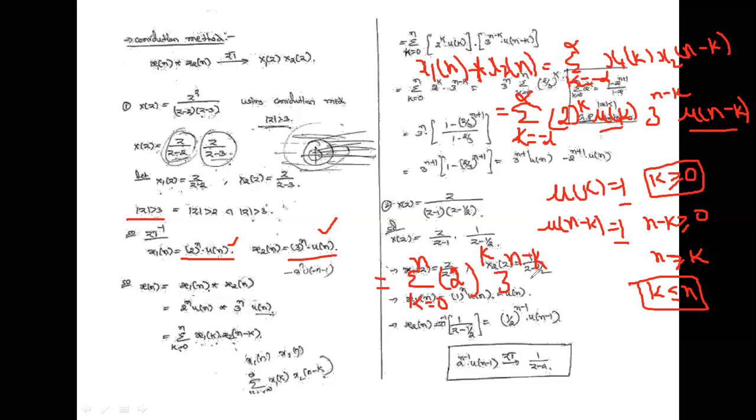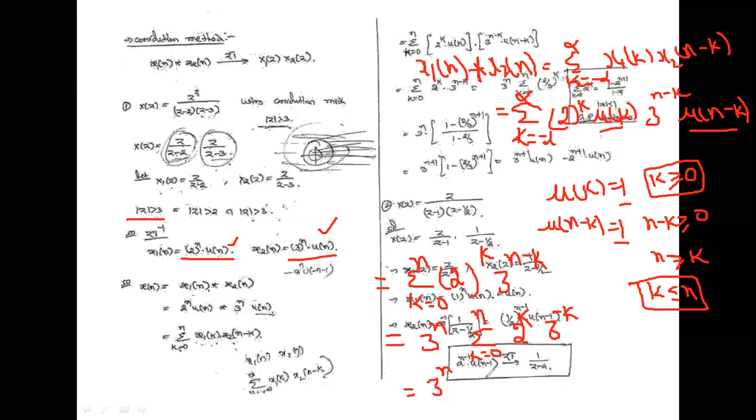Here the summation is over k, taking only the k values. Power n is a constant, so I write 3 power n. The sum of k equal to 0 to n, 2 power k, 3 power minus k. And again you can write 3 power n, and the terms become 3 power k and 3 power minus k. Here both the bases are not the same. Got it, my dear students?